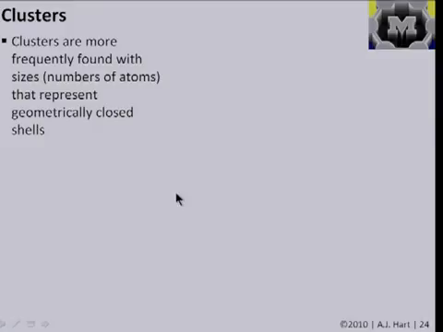Okay, so now I want to get into a bit about this idea of clusters, of structures that are so small that you sometimes observe them having specific and special numbers of atoms. As a formal definition, clusters are materials like C60 that are more frequently found with specific numbers of atoms. The reason why is that they're geometrically closed shells.